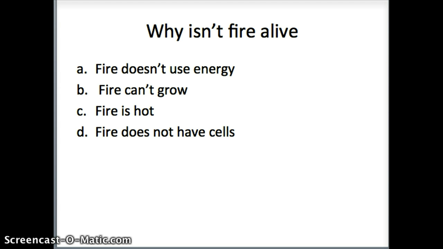Make sure you think about every single answer and make sure it proves that fire is or is not alive. So looking at A. Fire doesn't use energy. Fire does use energy. It's very important. The fire grows by burning energy. That's why it's so hot, that hot energy that fire uses. But that doesn't explain why fire is not alive. B. Fire can't grow. That's not true. Fires could go from being small to a wildfire just because someone chooses to litter a burnt cigarette or a lit match and doesn't make sure that it's put out all the way. C. Fire is hot. This is true, but that doesn't explain why fire is not alive.